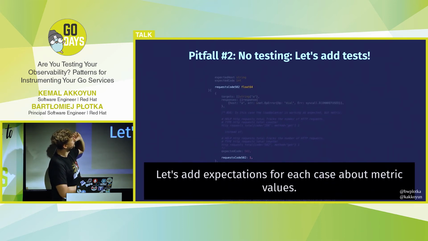Let's now add an expectation to our case. We expect the metric with code 502 to be 1, to be incremented. Nothing else should be incremented.